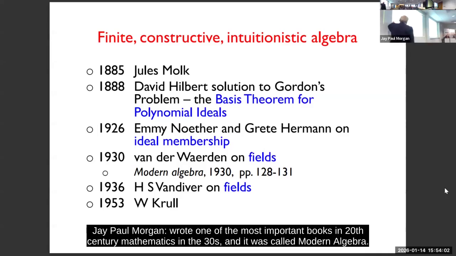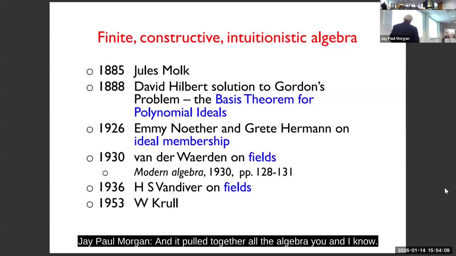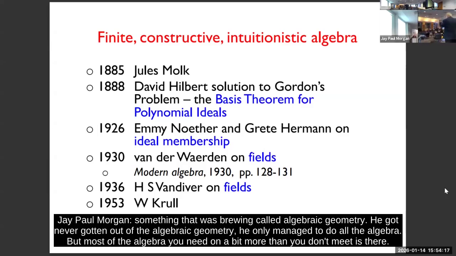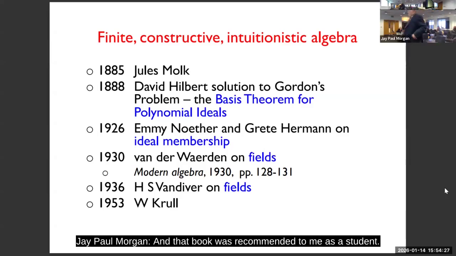Now, van der Waerden wrote one of the most important books in 20th century mathematics in the 30s, called Modern Algebra. It pulled together all the algebra you and I know. He did it because he wanted to serve something that was brewing called algebraic geometry. He never got around to the algebraic geometry. He only managed to do all the algebra. But most of the algebra you meet, and a bit more than you don't meet, is there.